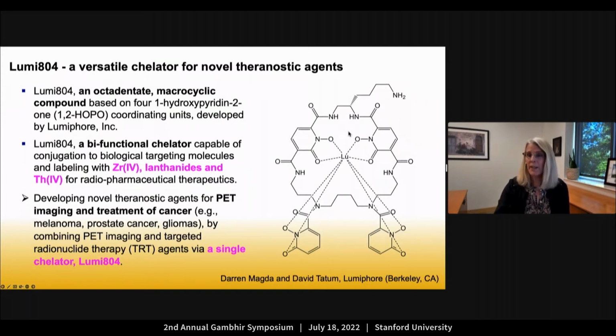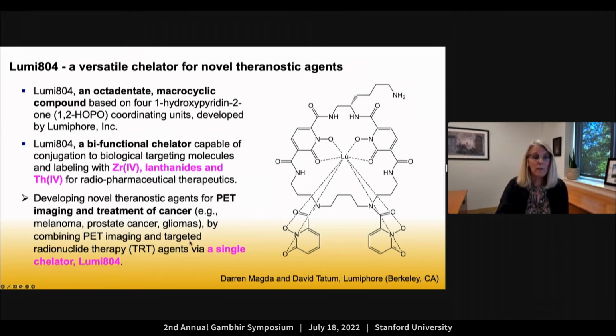And what's really nice about this octadentate chelator is it's not great for some of the transition metals like iron or zinc or copper. And so it really does prefer these larger atoms such as zirconium-4 and some of the lanthanides, as well as thorium, which I'm not going to talk about here today, but it has also been tested for that radionuclide at Washington University.